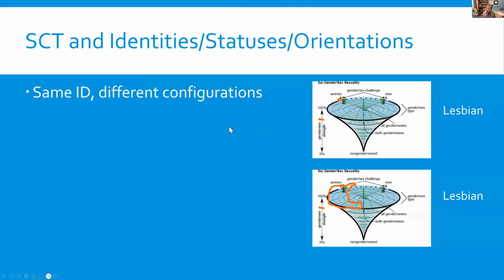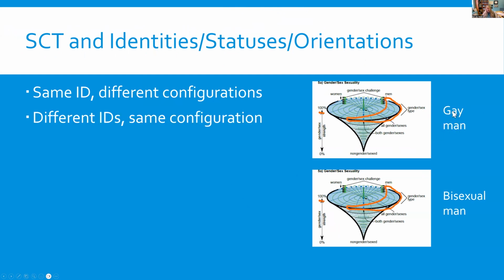And SCT allows us to think of identity, statuses, and orientations in really, I think, capacious ways. So for example, here might be two people whose identities are lesbian, but as you can see, they have very different sexual configurations, with this woman locating herself as interested in women, and this other participant locating their interests as a larger sphere of people.